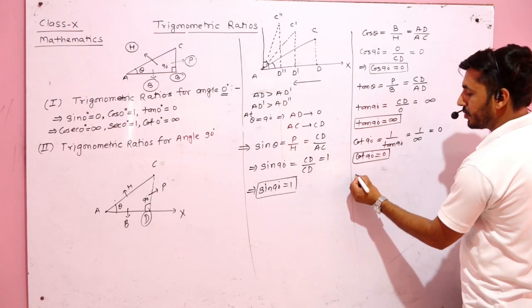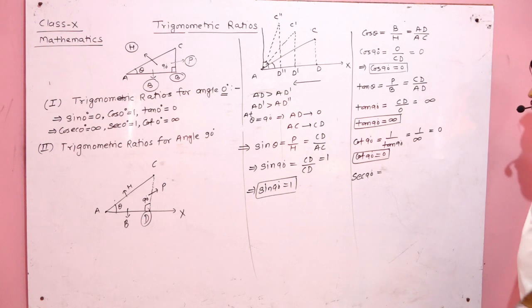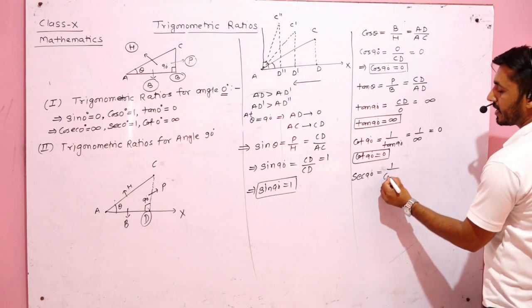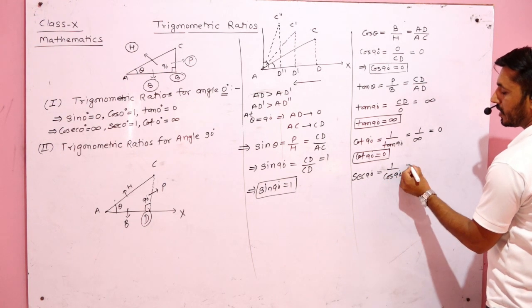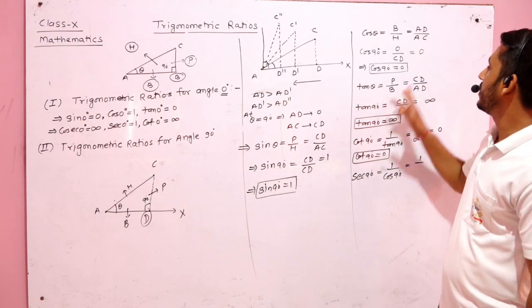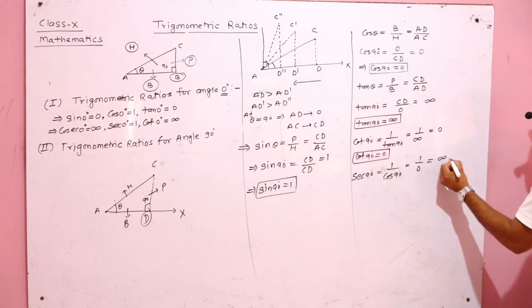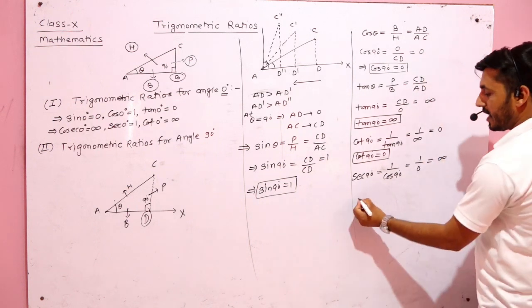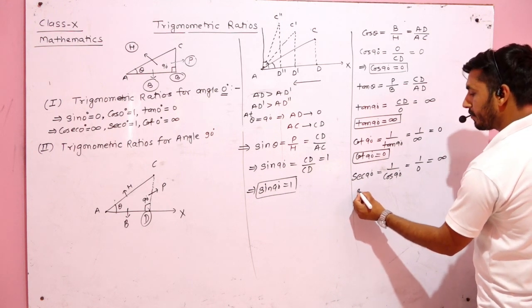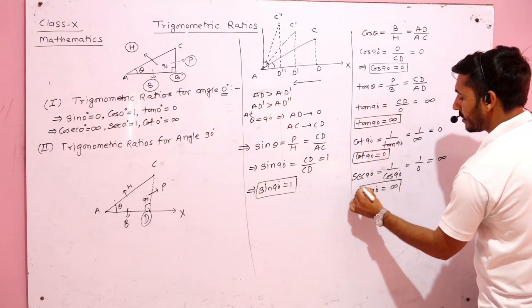Next trigonometric ratio, sec 90, and sec 90 is the reciprocal of cos 90. Then I can write 1 upon cos 90. What is the value of cos 90? We can see cos 90 is equal to 0, and 1 upon 0 we know it is infinite. In the next condition we can write sec 90 is equal to infinite.